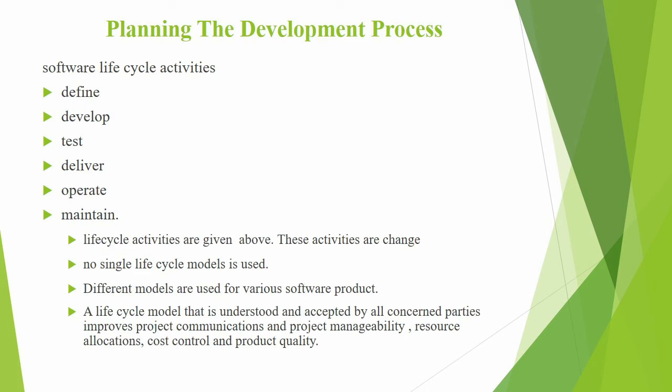The third topic is planning the development process. Software lifecycle activities are define, develop, test, deliver, operate and maintain. The lifecycle activities are given above. These activities are changed if no lifecycle model is used. Different models are used for various software products. A lifecycle model that is understood and accepted by all concerned parties improves project communications, project manageability, resource allocation, cost control and product quality.